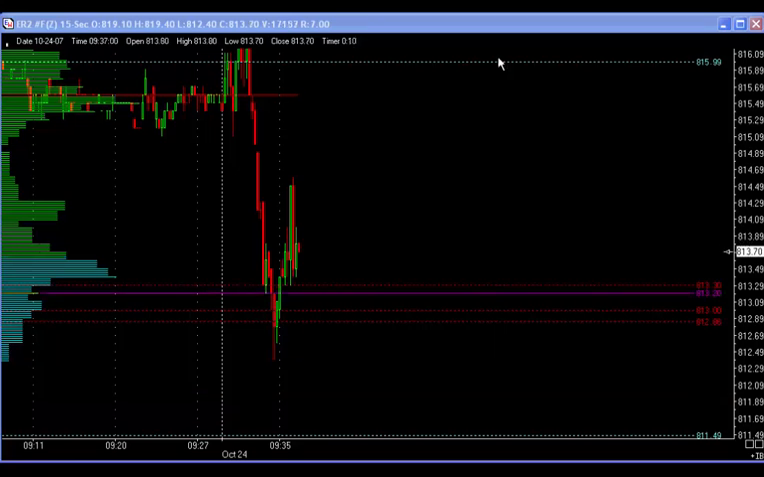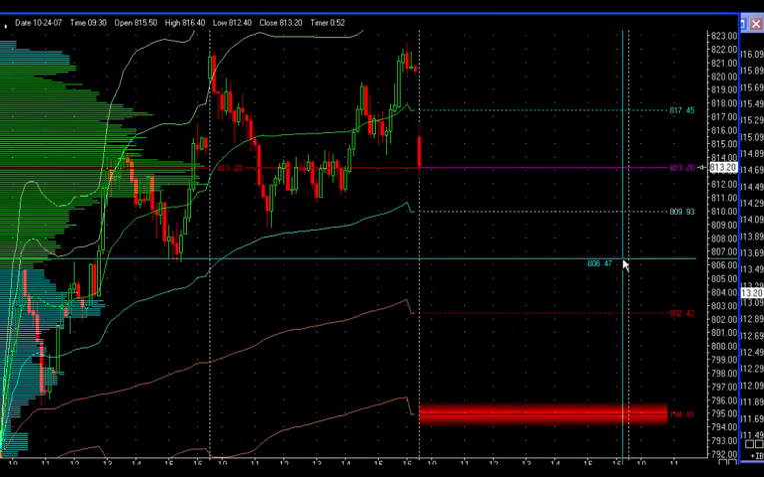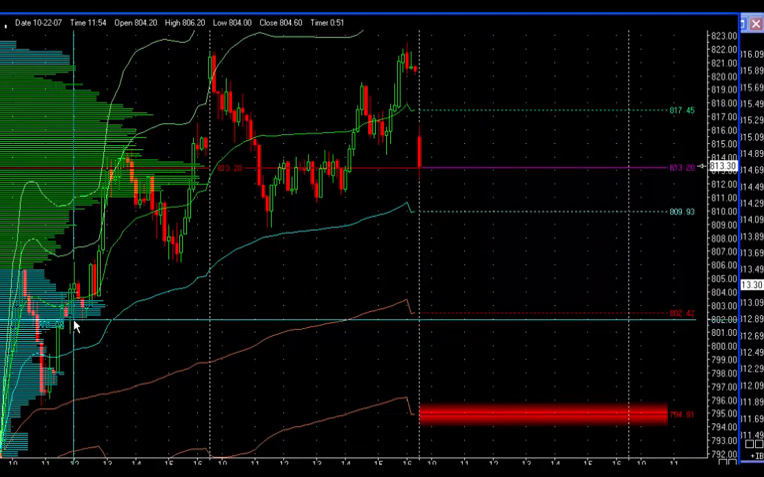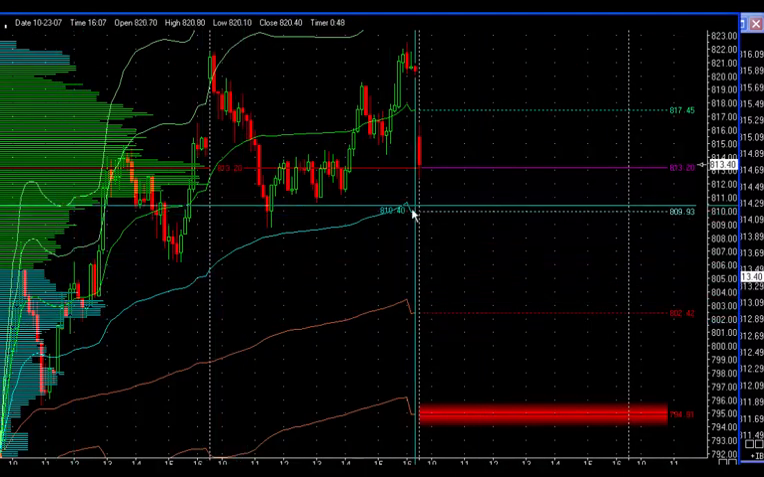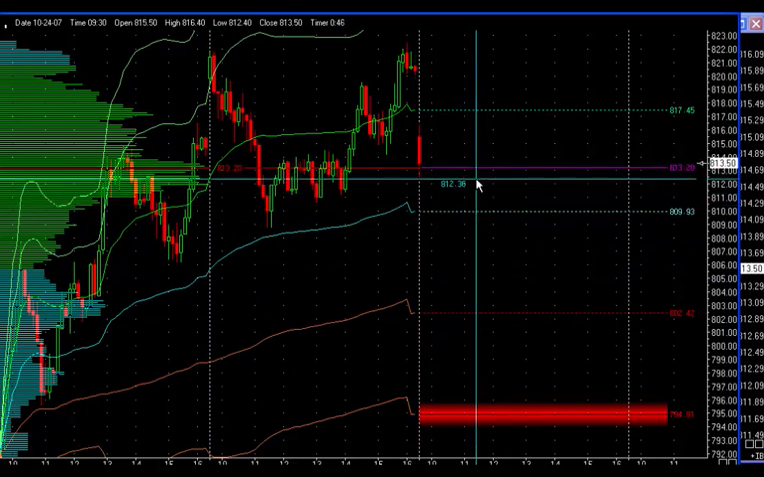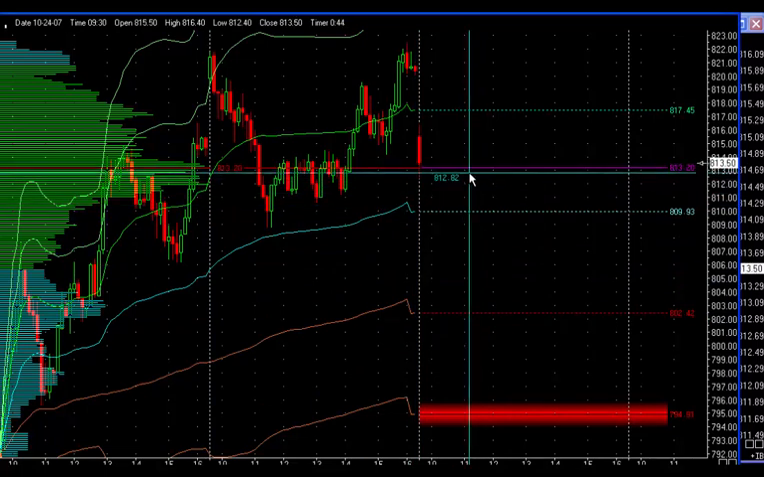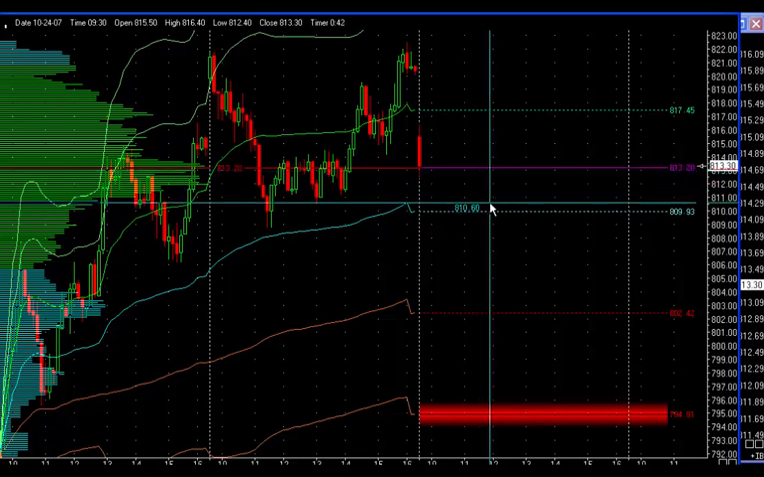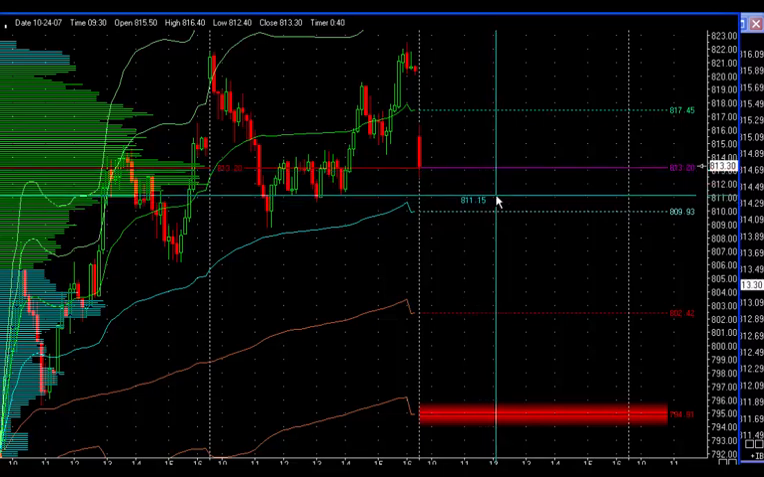We got an 813.20 peak volume price just popped up. Where is that from? Let's take a look and see. It's coming from the 2-day data. There's 1 day, 2 days, and the peak volume price for the last 2 days is at 813.20, shown here.